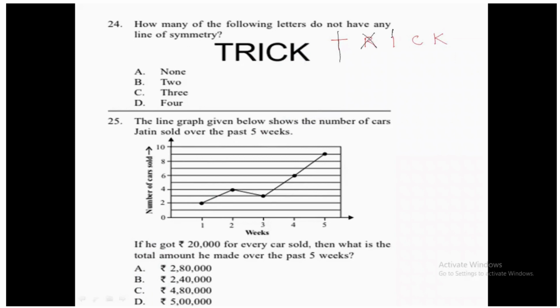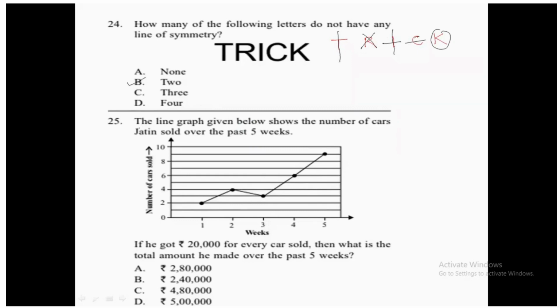Okay, letter I has an infinite number of lines of symmetry, vertical and horizontal. Letter C has a horizontal line of symmetry. Letter K has no line of symmetry, because if we go through this K and fold it like this, it has no line of symmetry. So how many letters are there with no line of symmetry? We can say two letters have no line of symmetry.